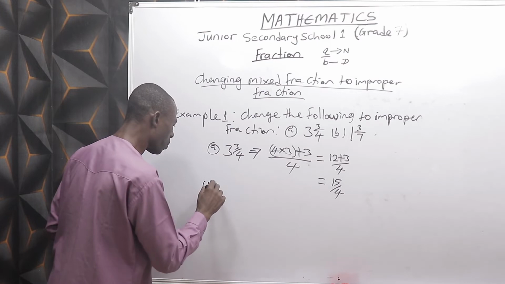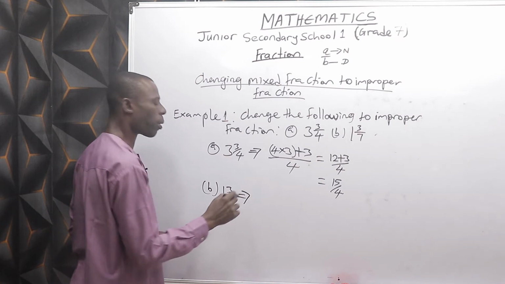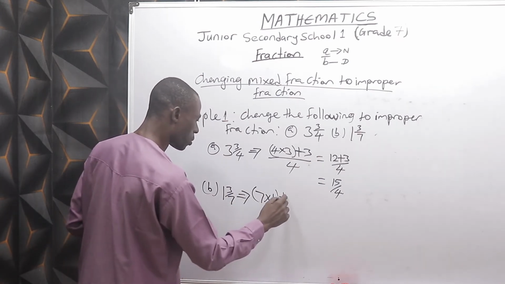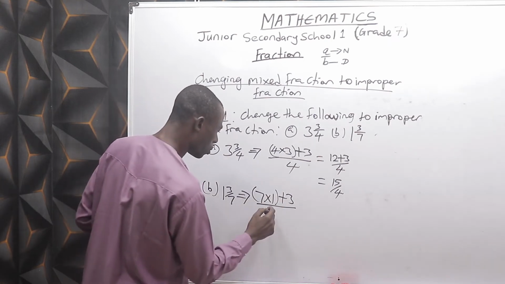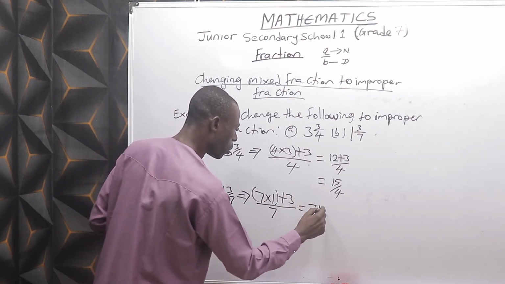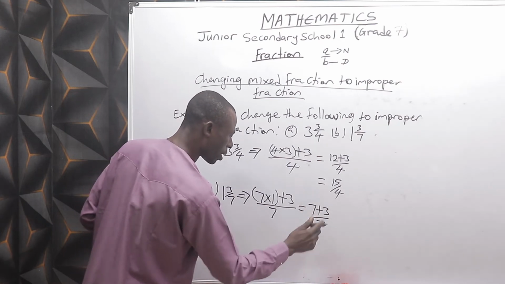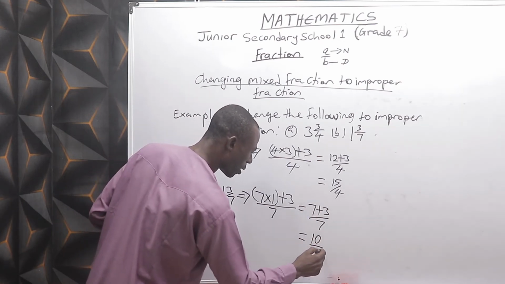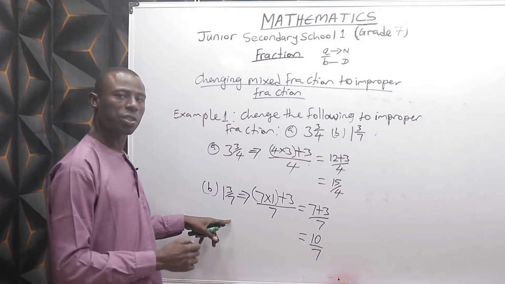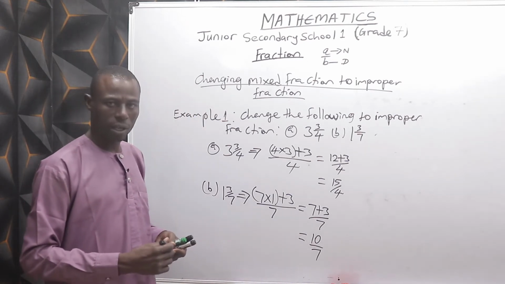Question B, 1 whole number 3 over 7. In improper fraction means 7 times 1 plus 3, all over 7, which is 7 times 1 is still 7, plus 3 over 7, which is finally 7 plus 3 is 10 over 7. Therefore, 1 whole number 3 over 7 in mixed fraction is 10 over 7 in improper fraction.